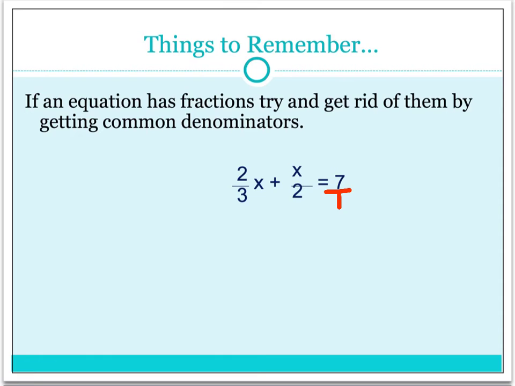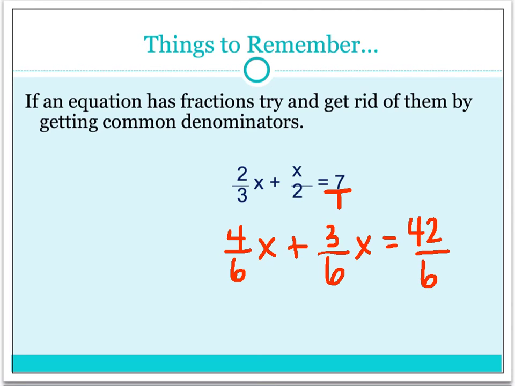So I would multiply my first fraction by 2, and I would end up with 4/6 x, plus I would multiply my second fraction by 3, and I would end up with, whoops, not 3/2, but 3/6 x, and I would multiply my last fraction by 6, and I would get 42/6.